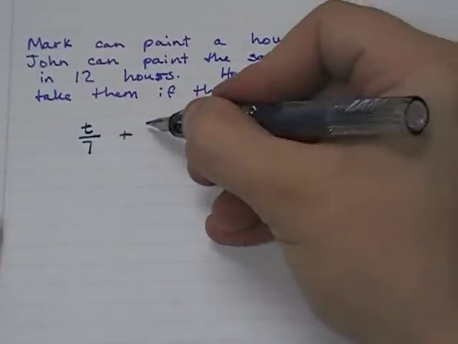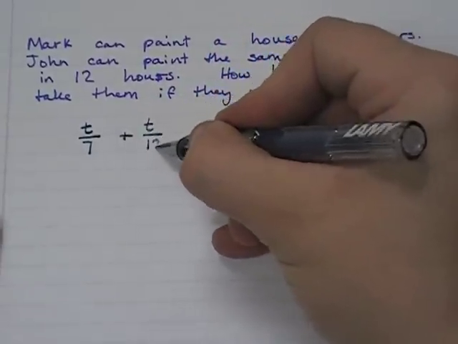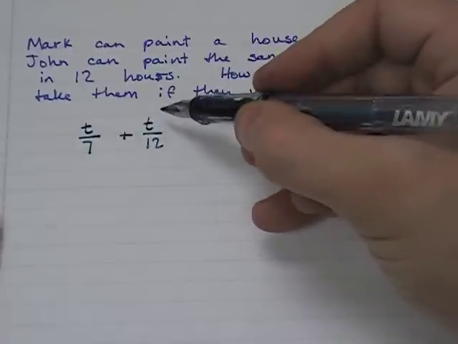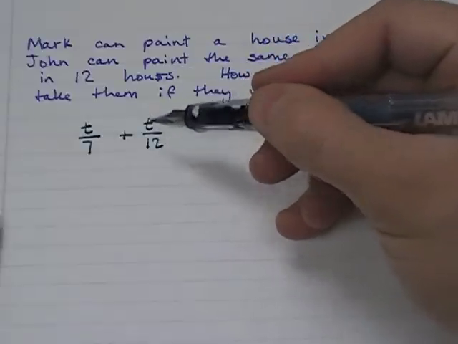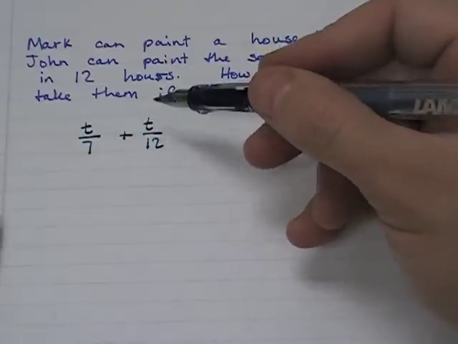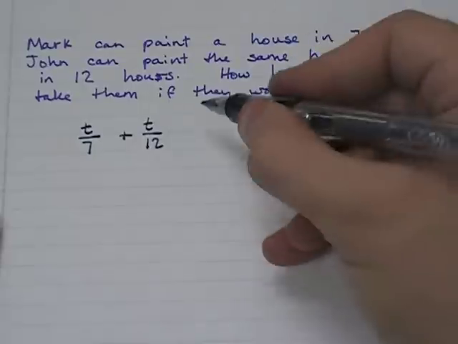John, I'll write the same way as T over 12. So in 1 hour, John has painted 1/12 of the house. In 2 hours, he has painted 2/12 of the house. In 3 hours, he's painted 3/12 of the house, on and on.